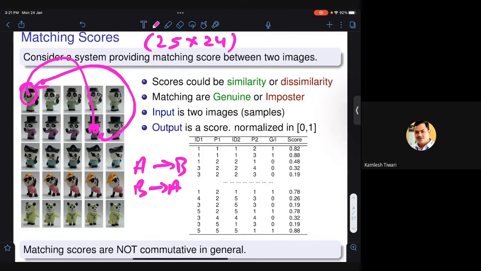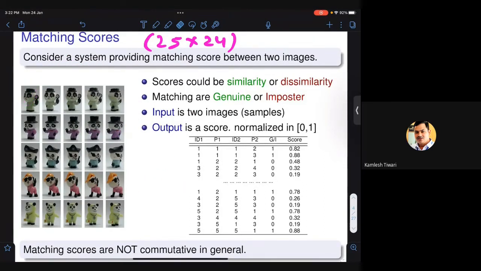Now I have a question. Do you think these two values are going to be the same if you match A with B and B with A? Would it be the same or not? It must be the same. No, actually the answer is counterintuitive. The answer is actually no. A-B and B-A may not be the same. It is not compulsory. We could make the system in such a way that A-B and B-A are the same, but it is not compulsory. In many cases A-B and B-A are not the same.